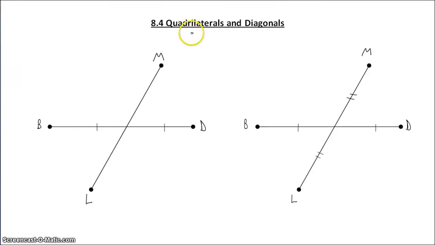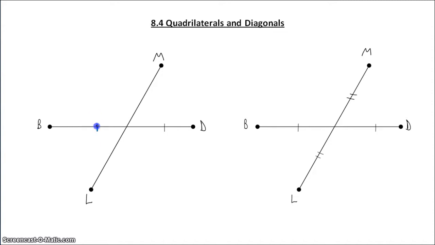In section 8.4, we're going to look at quadrilaterals and their diagonals. But before we do that, we need to look at some examples and figure out what can be said based on the information that we're given. So if we look at this first example, we have two line segments that are going to represent the diagonals of a quadrilateral. And there is some information that we are given.